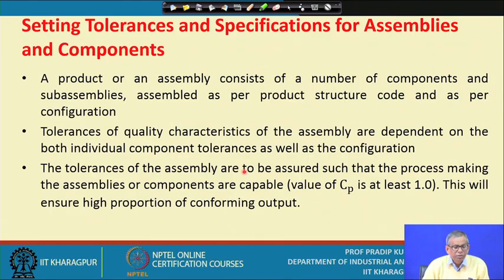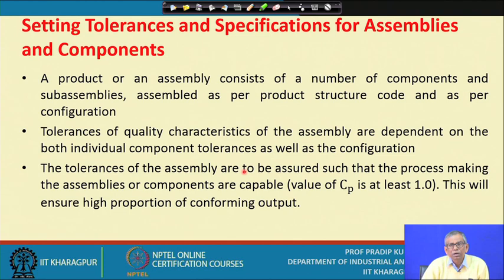And the first, let us talk about the first issue, that is setting tolerances and specifications for assemblies and components. Now you are dealing with different kinds of products. So usually from repetitive manufacturing systems, or from, say, batch production systems, any product we get is nothing but an assembly. Assembly of what? Assembly of different types of components and different kinds of sub assemblies, and they are assembled as per the product structure code.